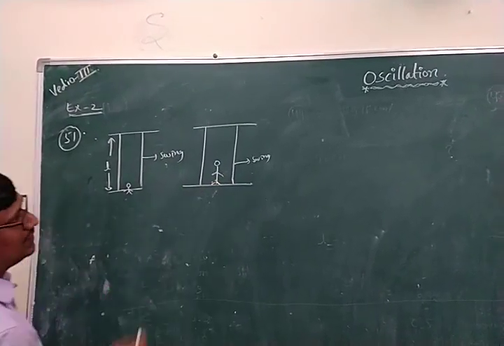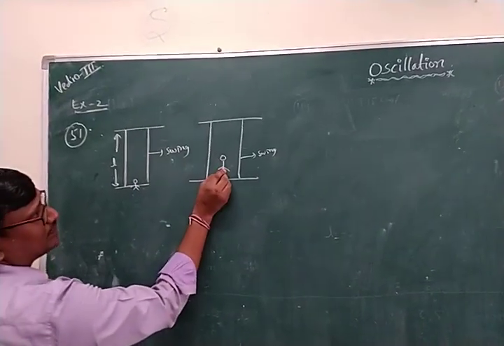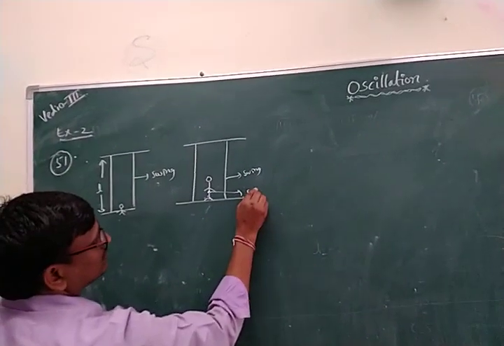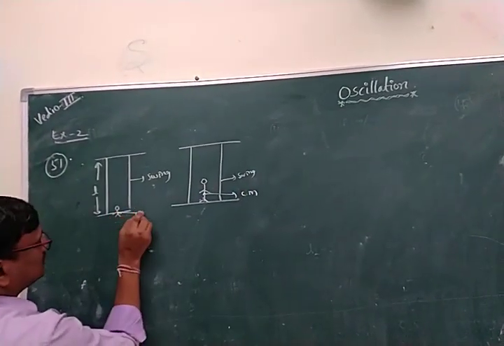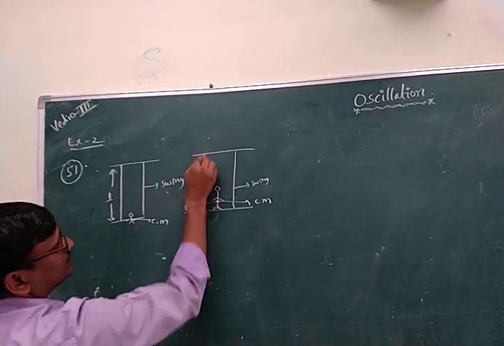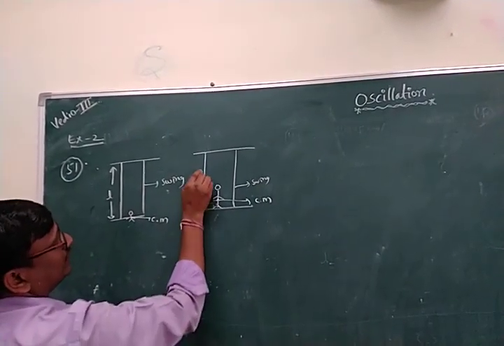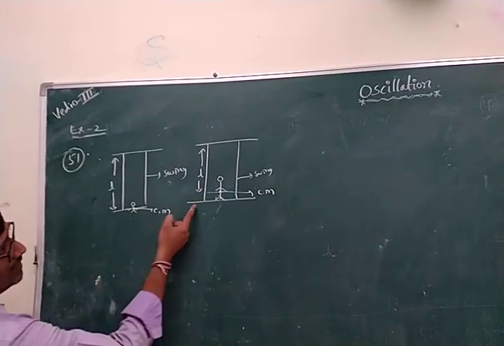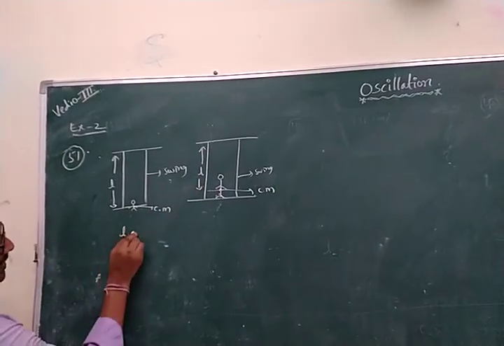When she stands, the center of mass is shifted up to here. This is the center of mass, and here also this is the center of mass. Now the center of mass can be shifted. The distance between the point of suspension and the center of mass is called the length. Now you can observe here the length will be decreasing.